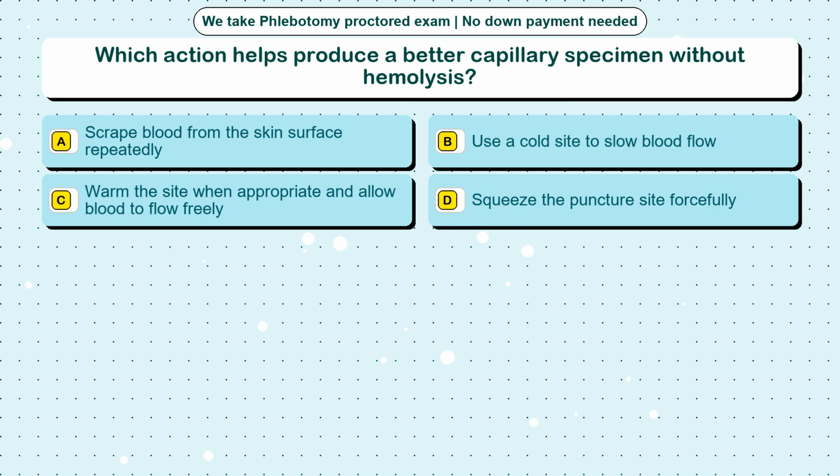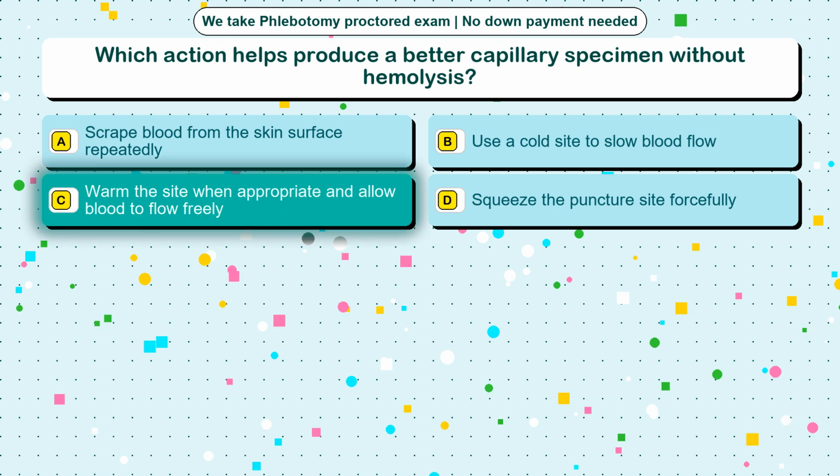Question 88. Which action helps produce a better capillary specimen without hemolysis? Option A, scrape blood from the skin surface repeatedly. Option B, use a cold site to slow blood flow. Option C, warm the site when appropriate and allow blood to flow freely. Option D, squeeze the puncture site forcefully.